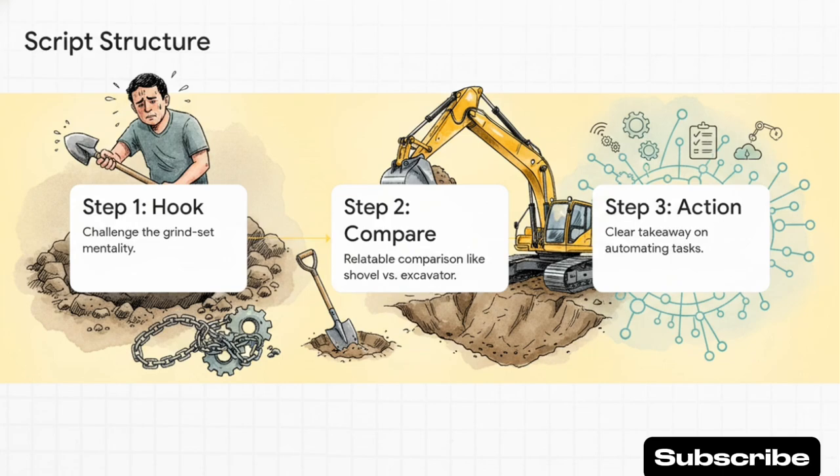Step 1, start with a highly disruptive hook that directly challenges the popular grind set mentality. Wake the viewer up. Step 2, anchor that abstract idea with a highly relatable comparison. The source suggests comparing digging a hole with a handheld shovel versus simply renting an excavator for an hour. Brilliant, right? And step 3, conclude with a clear, actionable takeaway focused on automating repetitive tasks. You're basically guiding the AI to provide immediate value to the viewer.